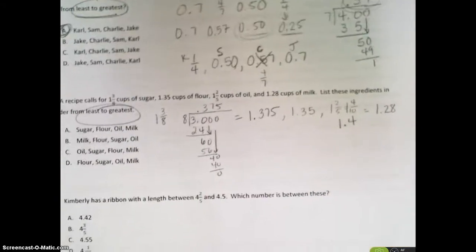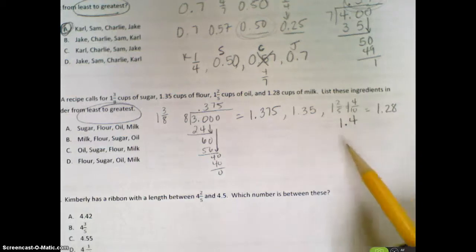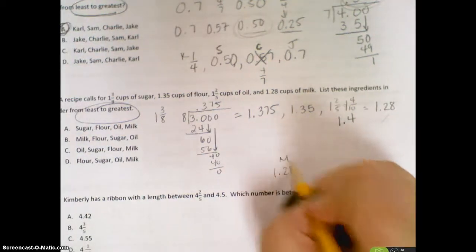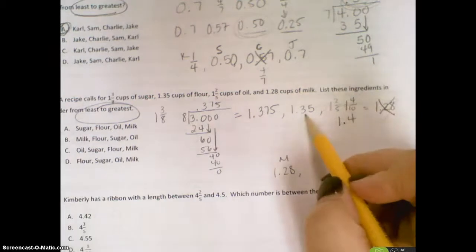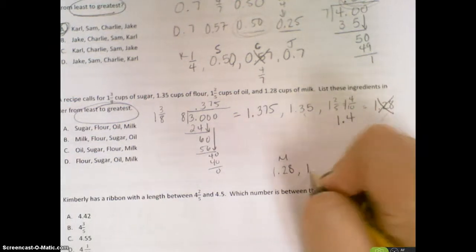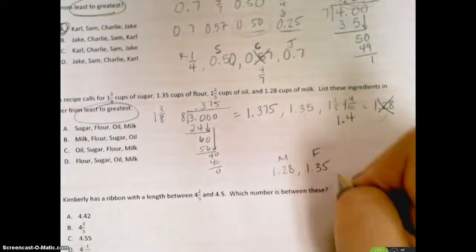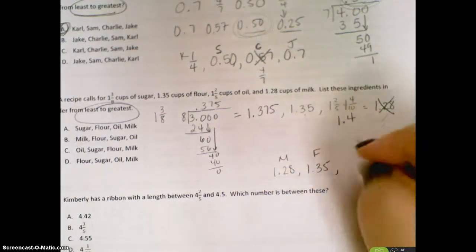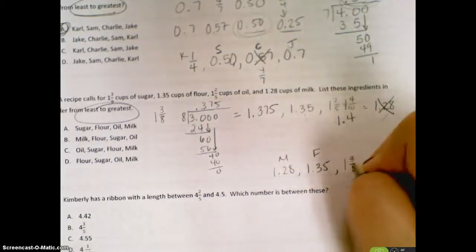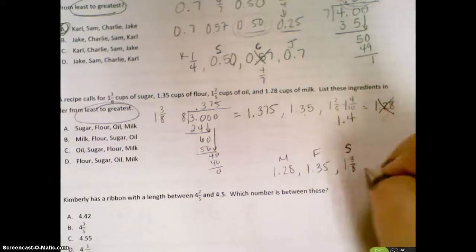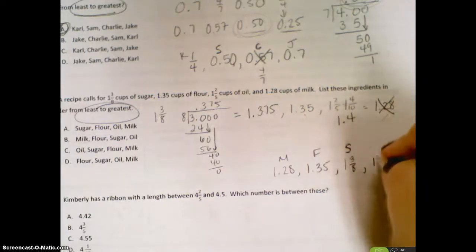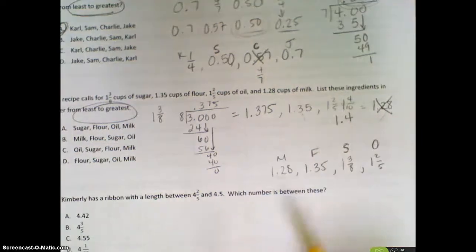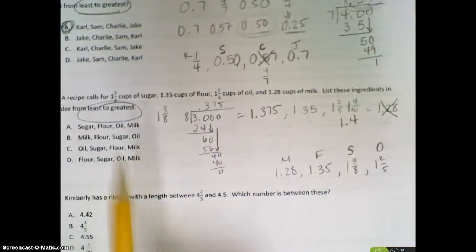So now to put this in order from least to greatest, I'm going to look for my smallest number, which is 1 28/100, which is the milk. Then I've got my 1 35/100, which is the flour. Then I've got my 1 375 thousandths, or 1 3/8, which is the sugar. Then finally I have my 1 4/10, or my 1 2/5, which is the oil. So milk, flour, sugar, oil is B.